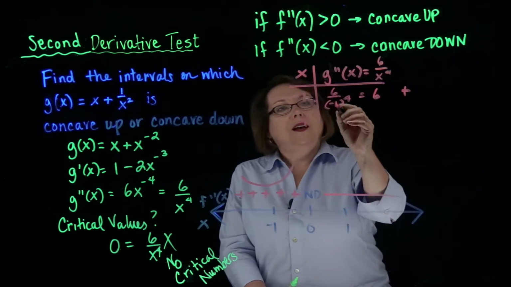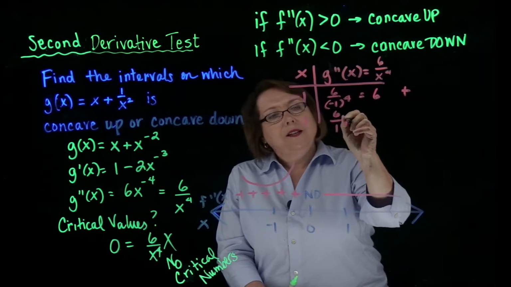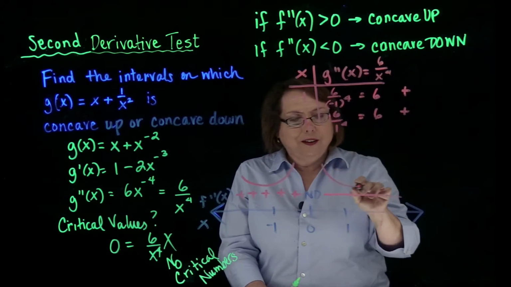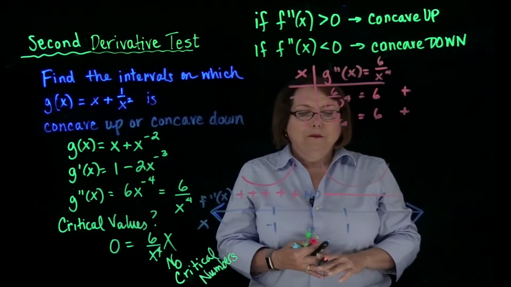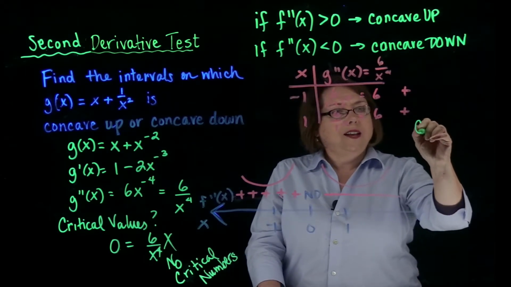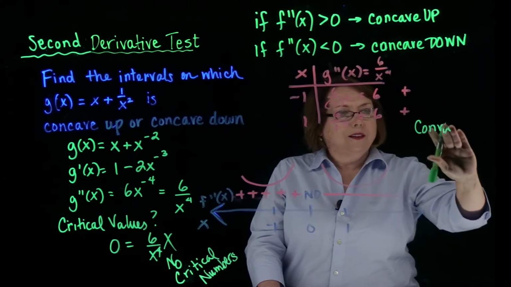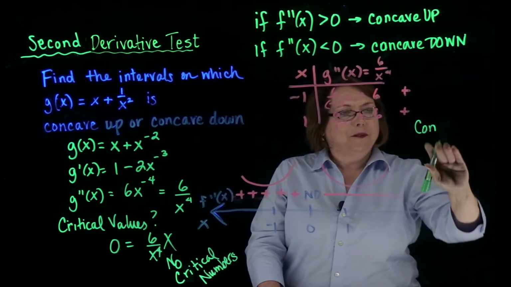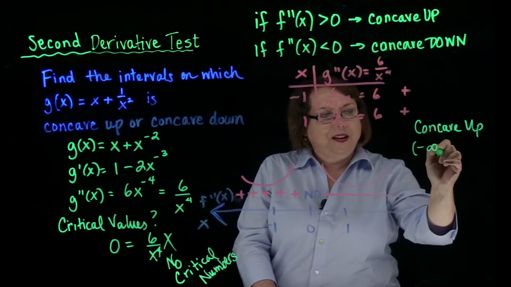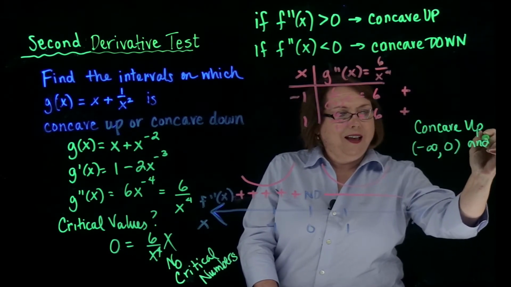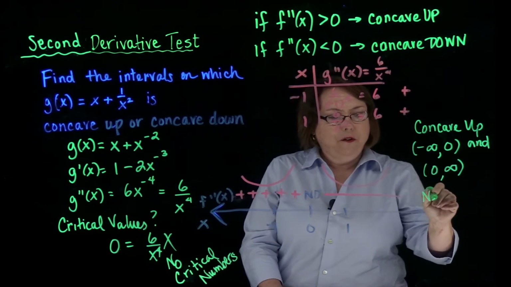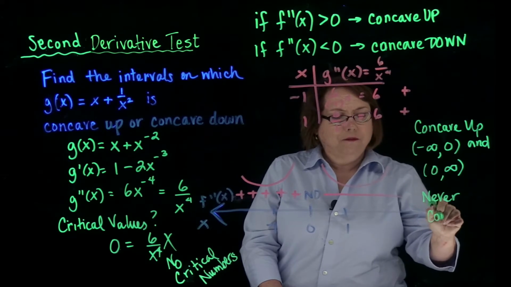Let's try it again for +1 to see what the behavior of the function is for positive values. Well, we're going to have the same thing, 6 divided by 1 to the 4th, which is just 1. So it's positive on both sides. So bottom line, what does this mean? The function is concave up on negative infinity to 0 and 0 to infinity. It's never going to be concave down.